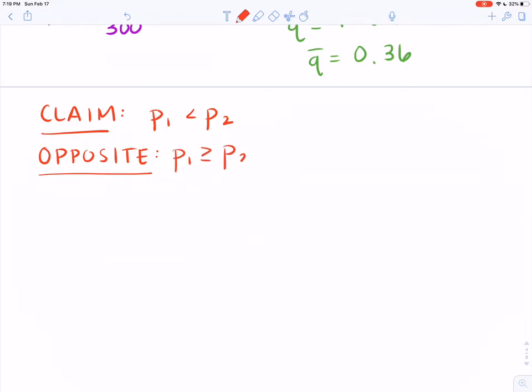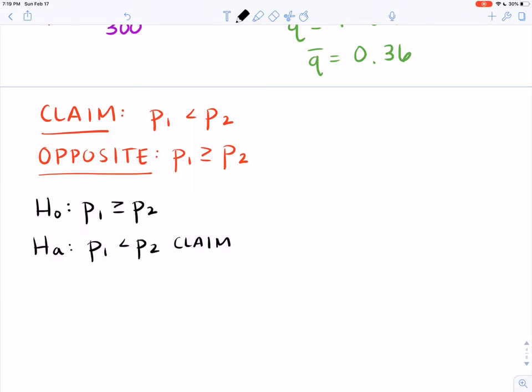The opposite of less than would be greater than or equal to. That allows me to define my null hypothesis as the one with equality. My alternative will be the one with inequality, and that is my claim. So I'm going to be looking to see if I can support that claim, since it is in the alternative hypothesis.